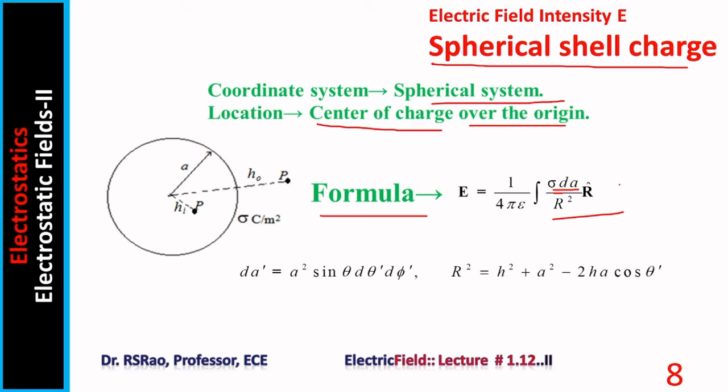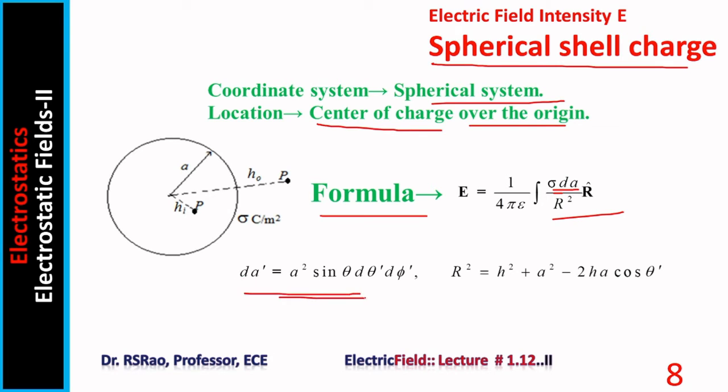This is the formula you have to consider whenever the charge distribution is a surface charge. If it is a line charge distribution, we have to consider the formula for line charge distribution. If it is surface charge, sigma dA. Now, it is placed in such a way that the field point is over the z-axis. So we consider a source point whose coordinates are a, theta prime, phi prime.